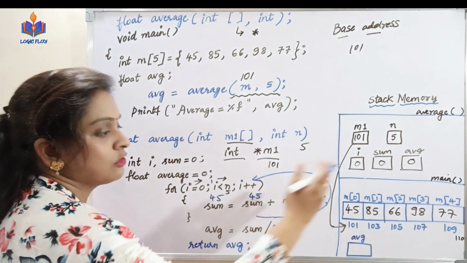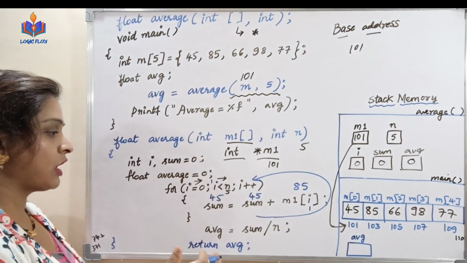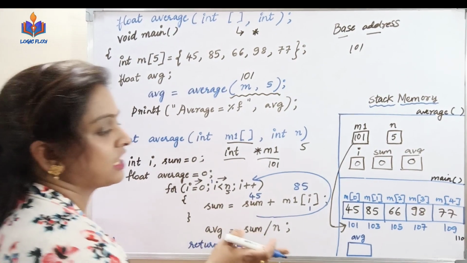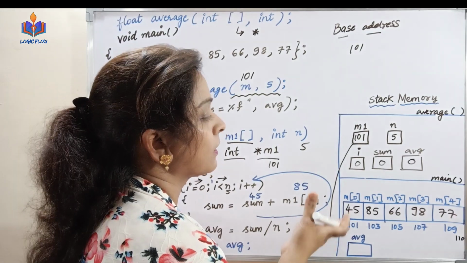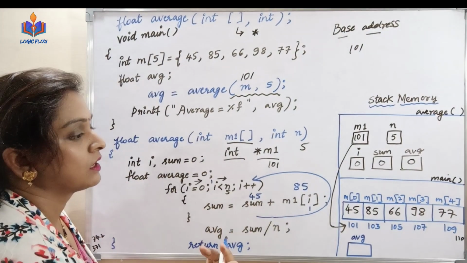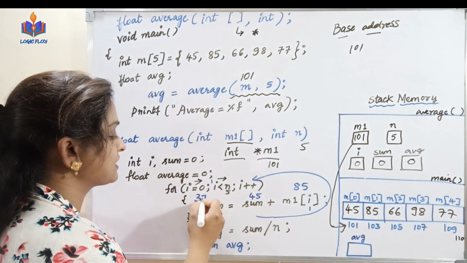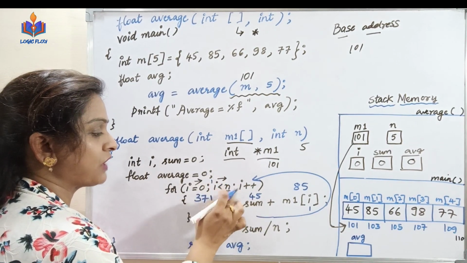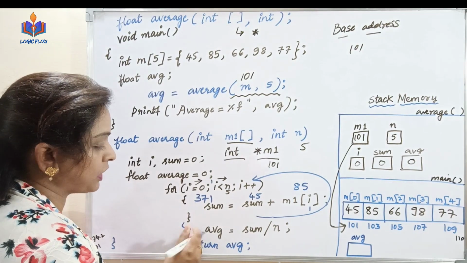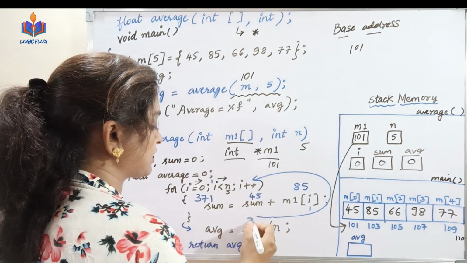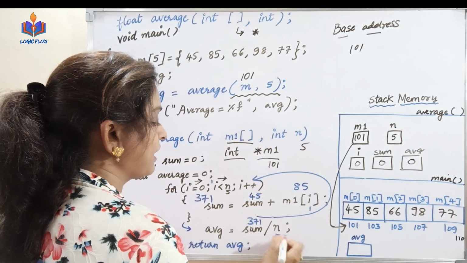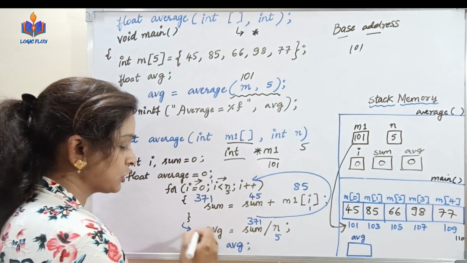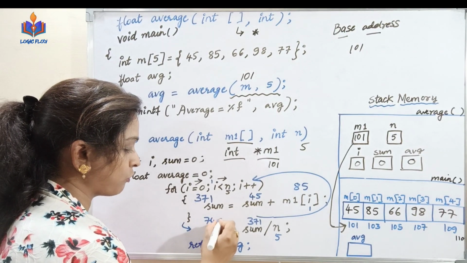M of 1, 2, 3, 4, and we are going to get the sum of numbers. Say it is 45 plus 85 plus 66 plus 98 plus 77. It is something around 371. Then again loop back. 5 less than 5, condition not satisfied, come out of the loop, control to average. Average equal to sum, that is 371 divided by 5. We are going to get something like 74.2. So the average is 74.2.